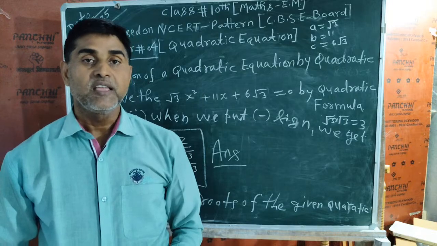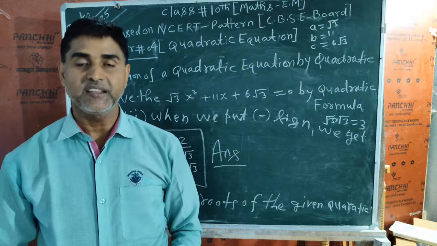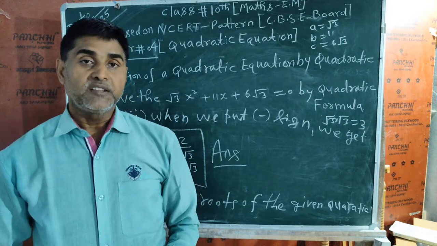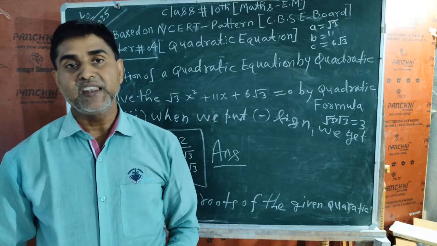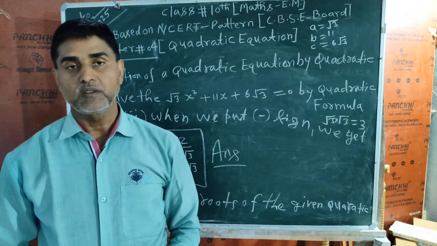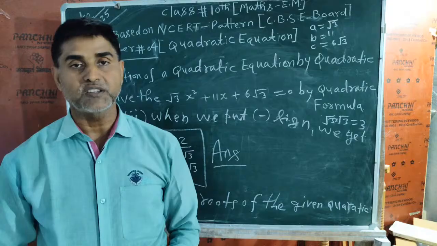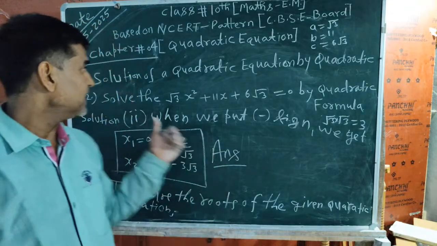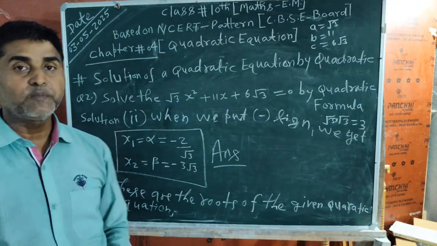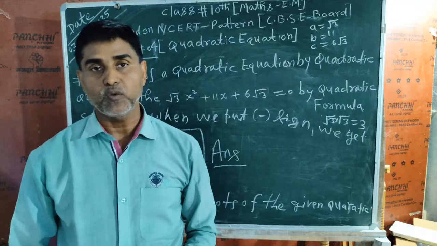Okay, student. In previous classes I have already explained the concepts of real numbers, polynomials, and also pair of linear equations in two variables, and I have already solved the questions on the corresponding chapters. And also here I am explaining chapter number 4, and I am also solving the questions which are based on this topic. Okay, student.